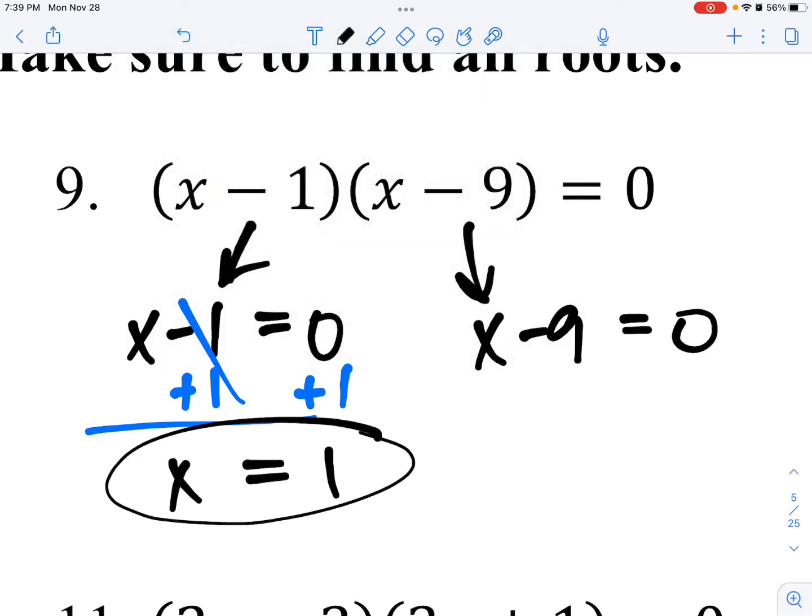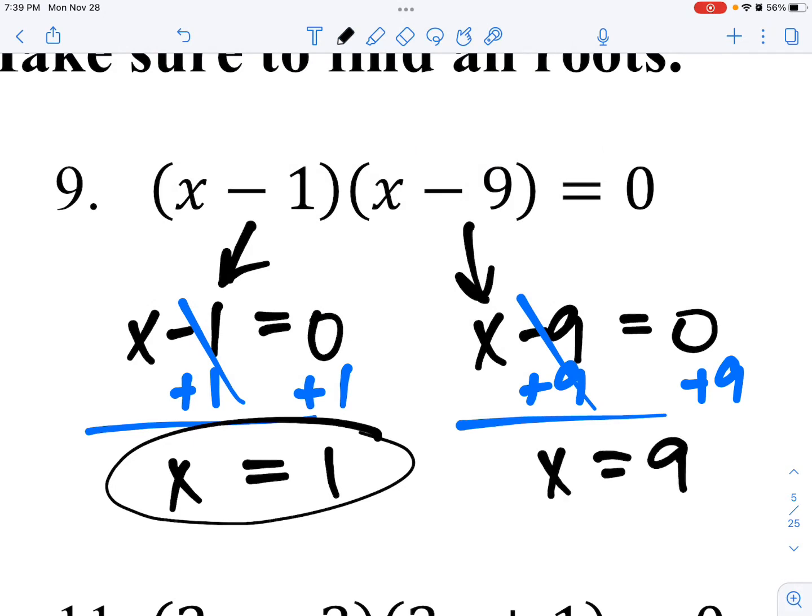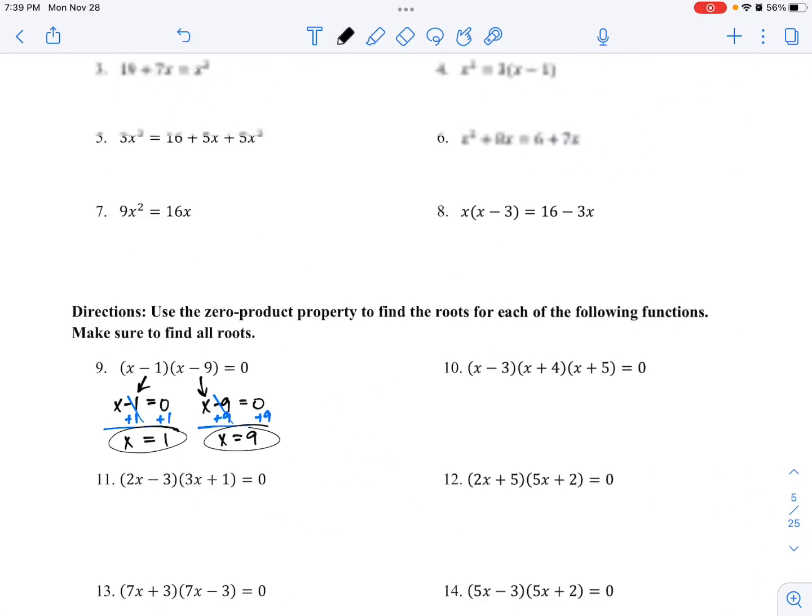There we go. I'm going to do the same thing over here. I'm going to add 9 to both sides. That means my second answer is x equals 9. Okay, remember we did a bunch of those in class yesterday, and you all were telling me that that seems pretty simple and pretty easy. If there are 3 things, then yes, you're going to have 3 answers. Set this equal to 0, this to 0, this to 0. They're very simple.